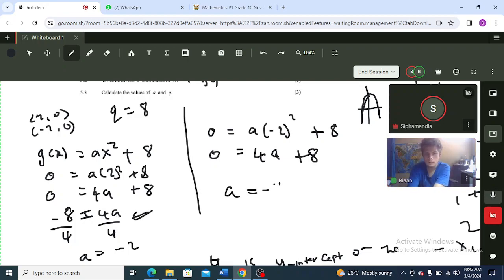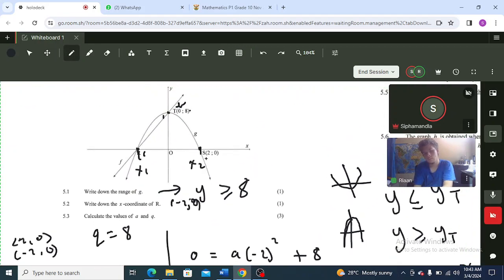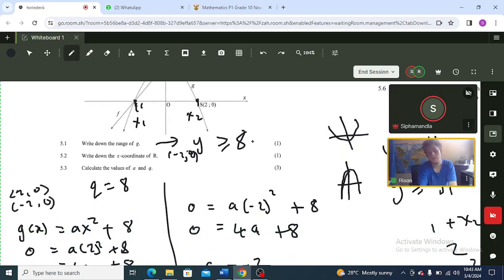Also, a here will be negative 2. If you remember last time, I said if the value of a is negative, you have the set function. If the value of a is less than 0, your function would be set like that. But if the value of a is greater than 0, your function would be smiling. You can confirm that by finding the negative value of a and looking at the graph. You can see that the graph is set, so your calculation is correct. Any question?